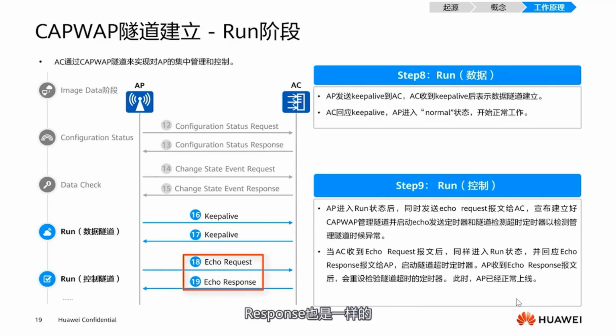Another example is an echo request. The response is the same. The AP sends an echo request. The AC responds with an echo response message to the AP. The AP starts the tunnel timeout timer. After receiving the echo response message, it resets the timer, checking the tunnel timeout. The AP is now online normally.